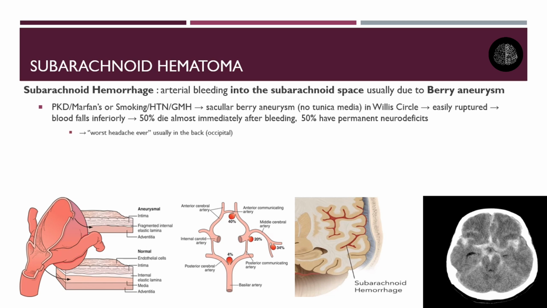People usually complain of a very specific characteristic of subarachnoid hemorrhage, the worst headache ever, and it's usually in the back of the head, which is the occipital region. And then it can cause blocked arachnoid villi, so it would cause obstructive hydrocephalus, which would increase the ICP and cause herniation.